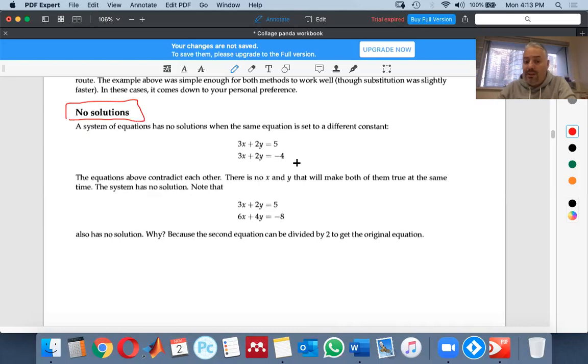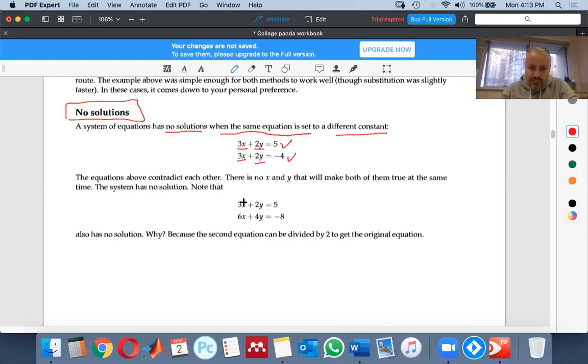So how is this possible? It's clear that the rule is here. A system of equations has no solution when they have the same left side but different constants. So look at here, please. 3x, 3x, 2y, 2y, almost the same. Left side is almost the same, but right sides are, one is 5, the other is negative 4. That means there is no common point. There is no solution. Okay?